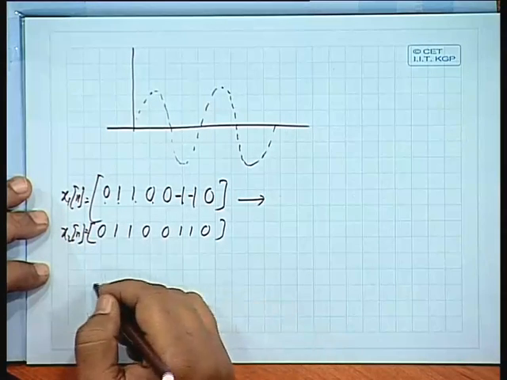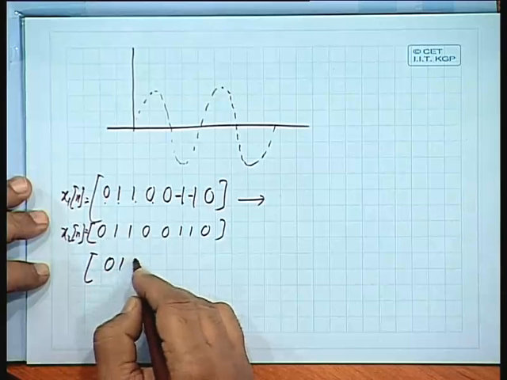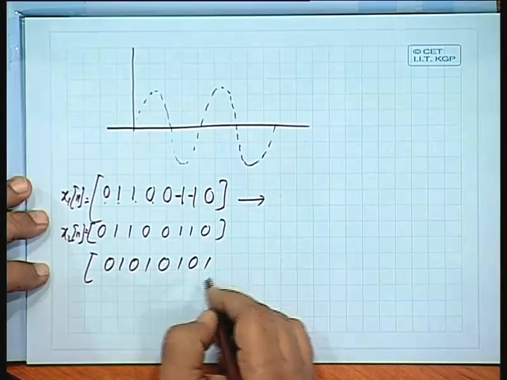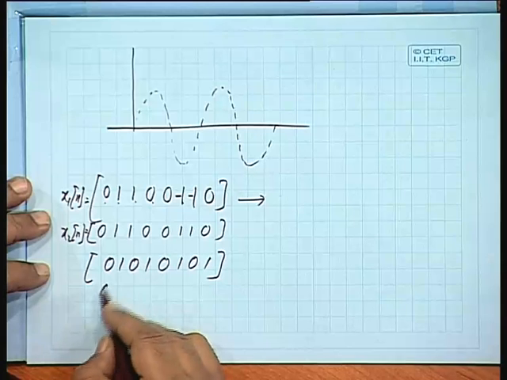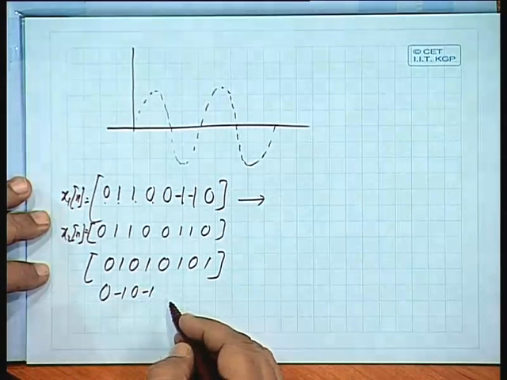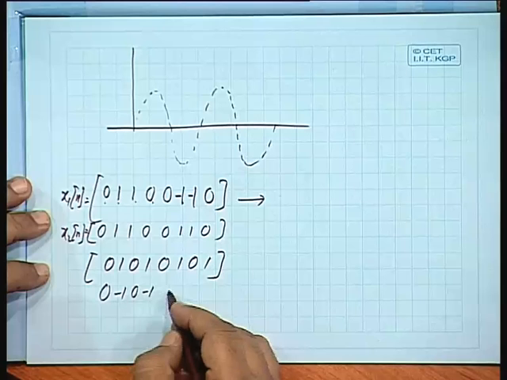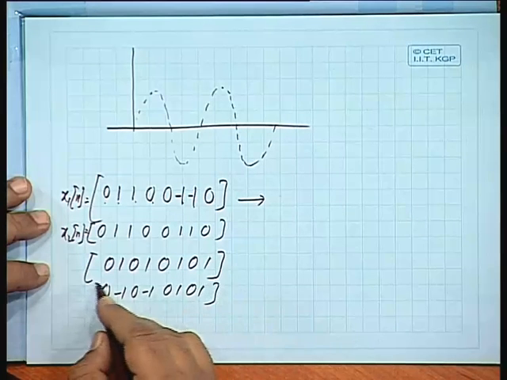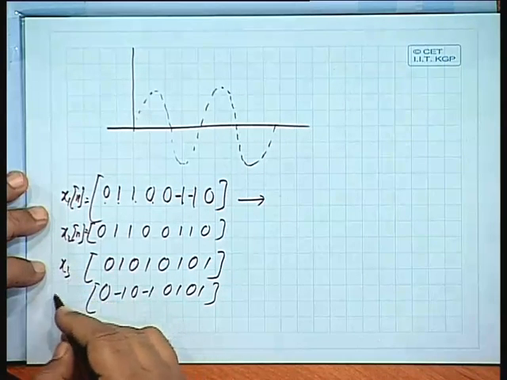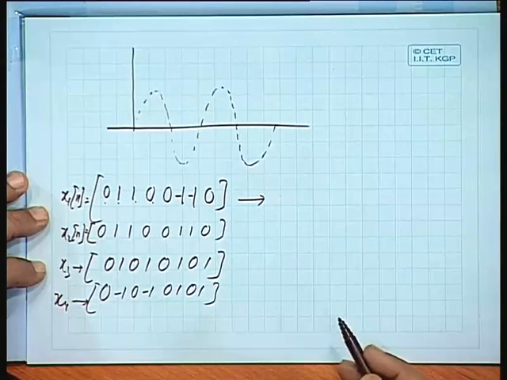Okay. Then 0, 1, 0, 1, 0, 1, 0, 1 and 0, minus 1, 0, minus 1, 0, plus 1, 0, plus 1. This is x3, this is x4, these are the 4 sequences. You try to find out the DFTs of these 4 sequences. There is some type of symmetry from where you can find out what the harmonics are, and from there you can compute the corresponding harmonics. Okay.